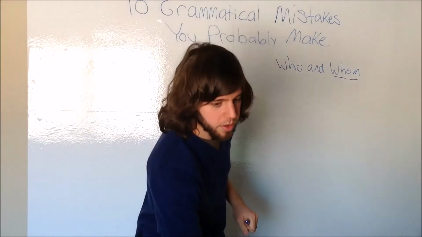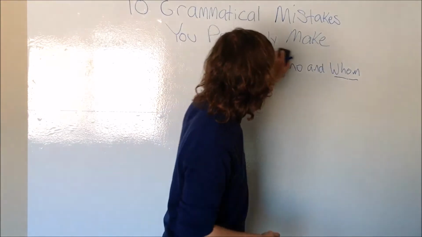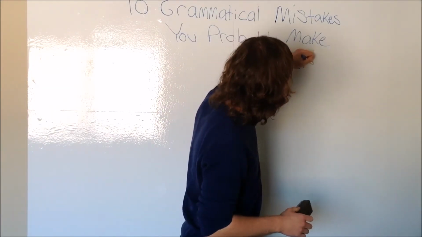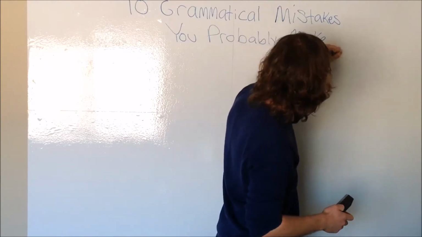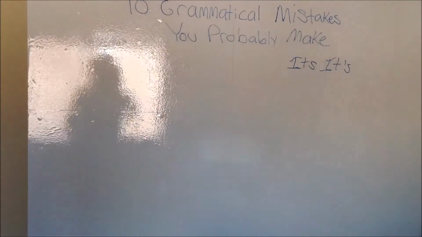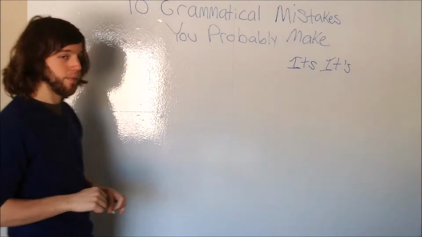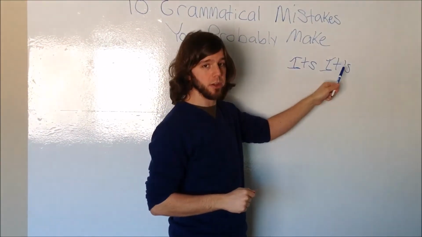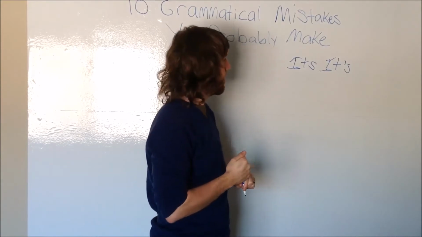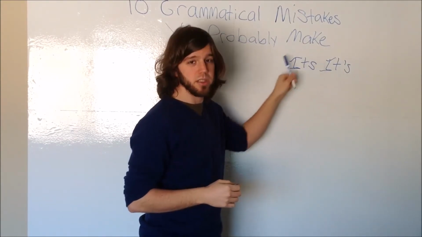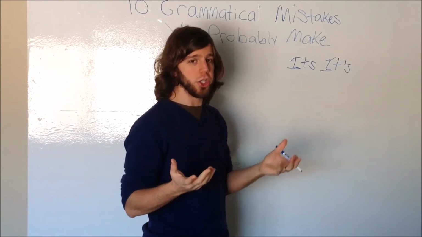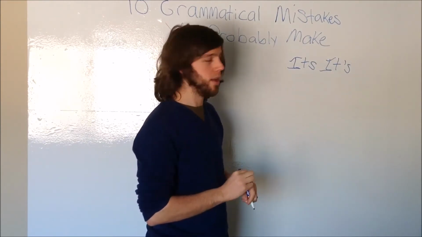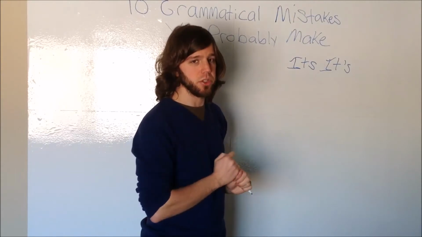Next, we'll go with it's and its. Okay? It's and its. The apostrophe goes between the T and the S. Alright? So its is a possessive pronoun. It shows ownership. Okay, so if we're talking about the tree, its leaves changed color.